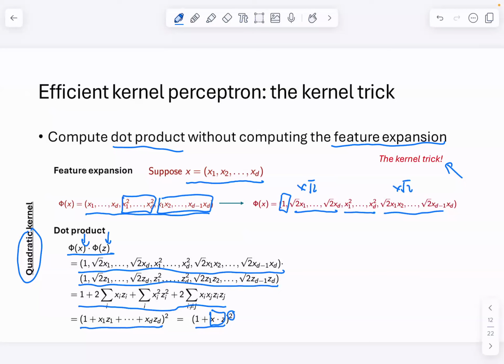So this means that you can save a lot of computation when you're computing the dot product, right? You don't actually need to compute all the features here. You can directly compute the dot product, and that dot product only involves the original dot product plus 1, squared. So that's much computation saved.